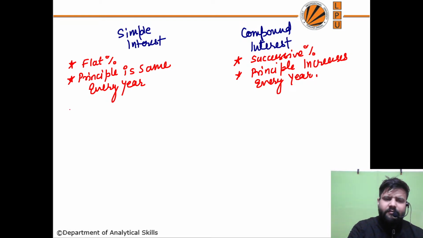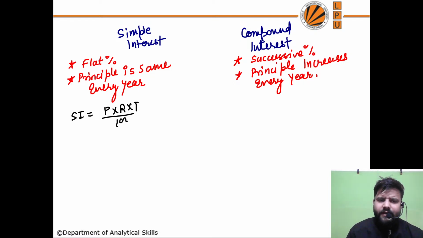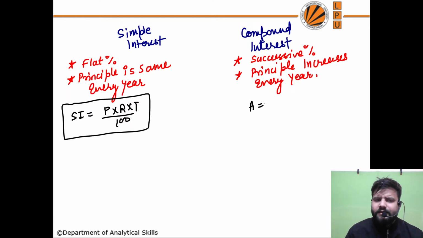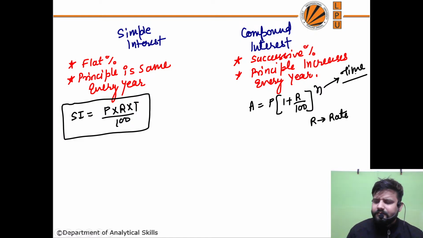First of all, let's write the formula for these two. Simple interest formula, you must be aware, is P into R into T by 100. Done. And for compound interest, we have a formula for amount, which is P into (1 plus R by 100) to the power n, where R is your rate of interest and n is your time. These are generic formulas which are used in this topic.